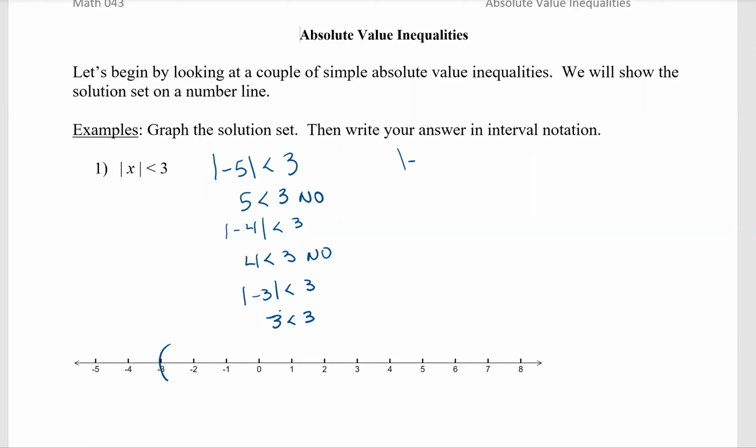So let's try -2. The absolute value of -2 is 2. 2 is less than 3. So I'm going to put dots on all of these values that will work. But 3 is not less than or equal to 3, so that is why there's a parenthesis on there. So we can see that everything in between -3 and 3 is a solution. So our answer would be the interval -3 to 3.